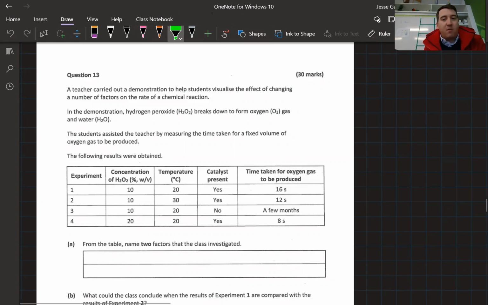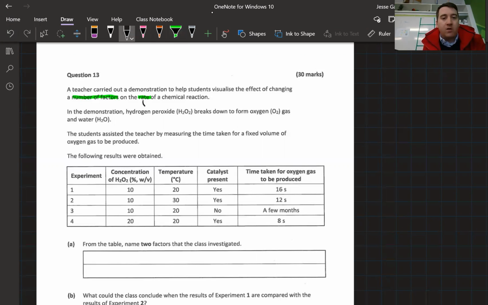All right, so there's a bit of a blurb here and a bit of text that we need to read, and I'm guessing that some of it's probably going to be quite important, so we're just going to have a quick read of it here. It says, a teacher carried out a demonstration to help students visualize the effect of changing a number of factors. So we've got a number of different factors that we want to see how they affect the rate of a chemical reaction.